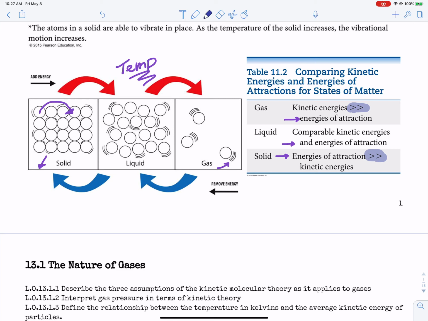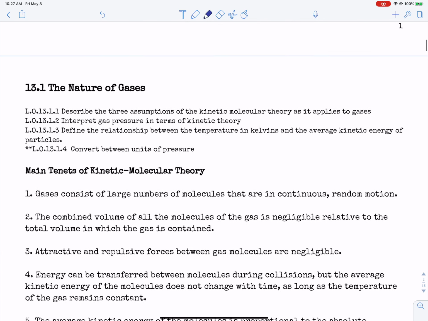We'll do basically 13.1 is all about gases, 13.2 is all about liquids, and then we start getting into a little bit more about solids and then phase changes. So those will be sort of our videos.